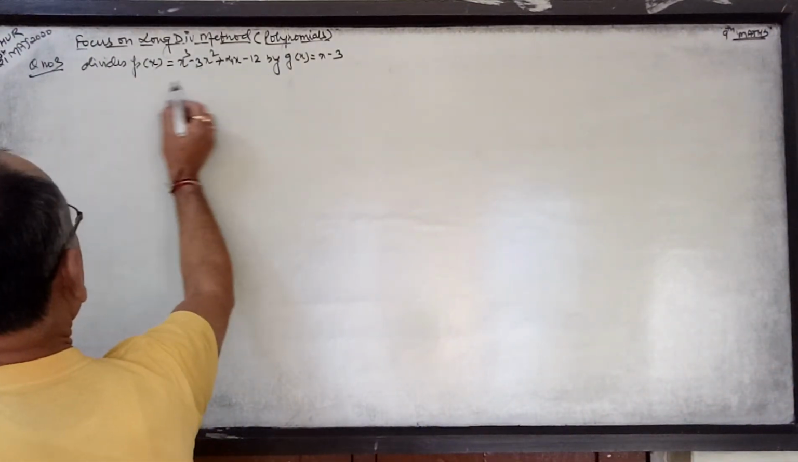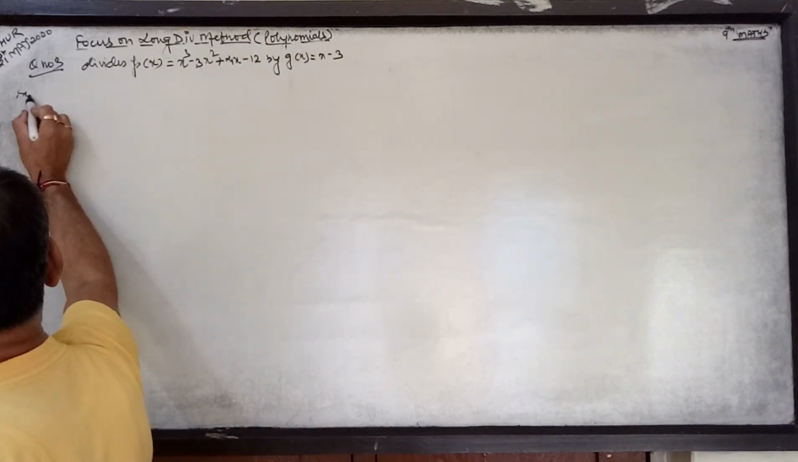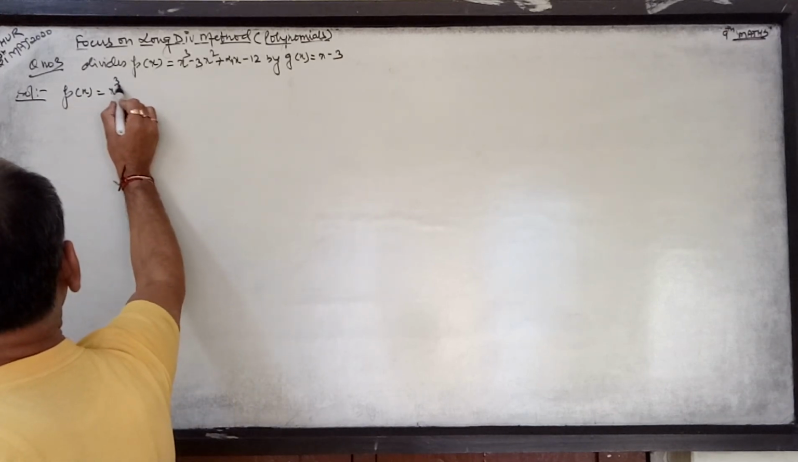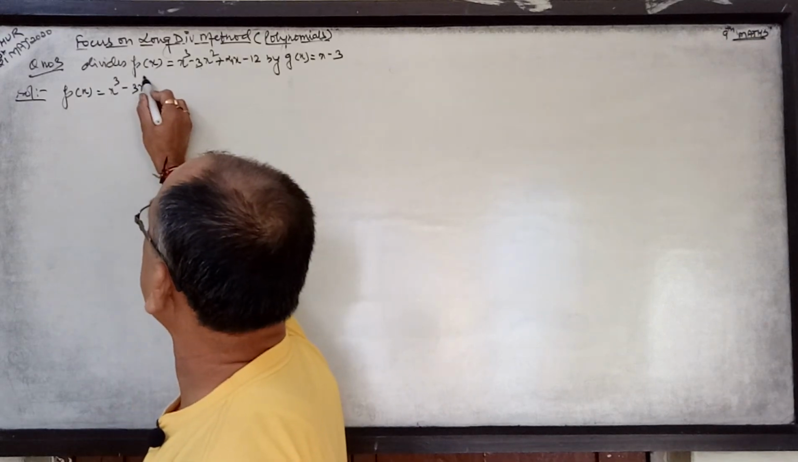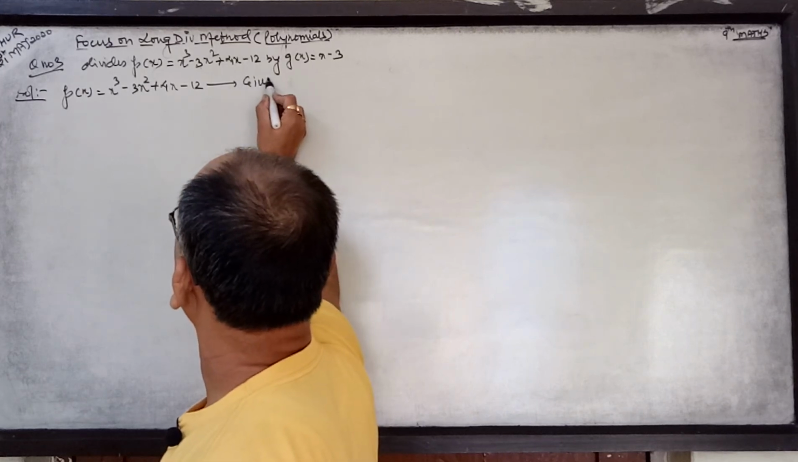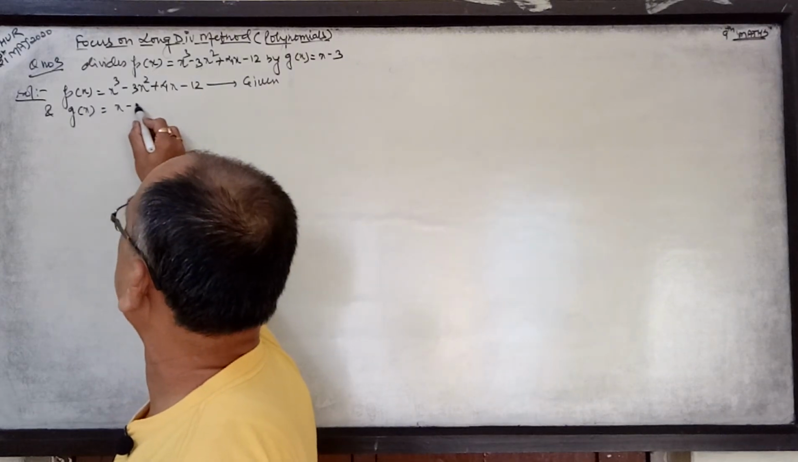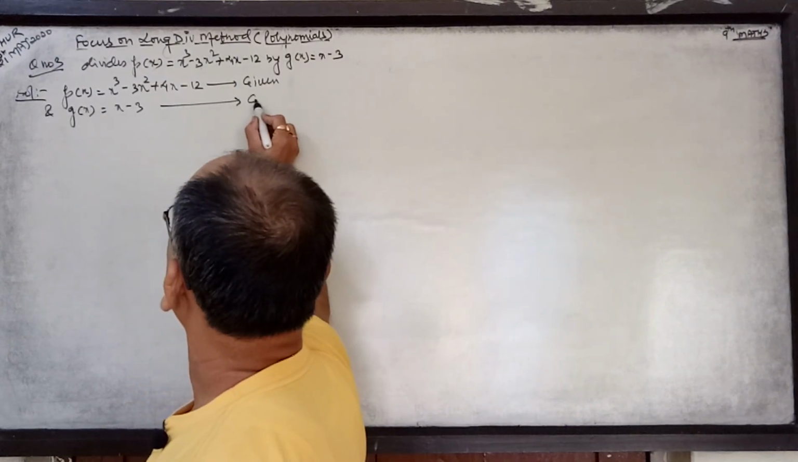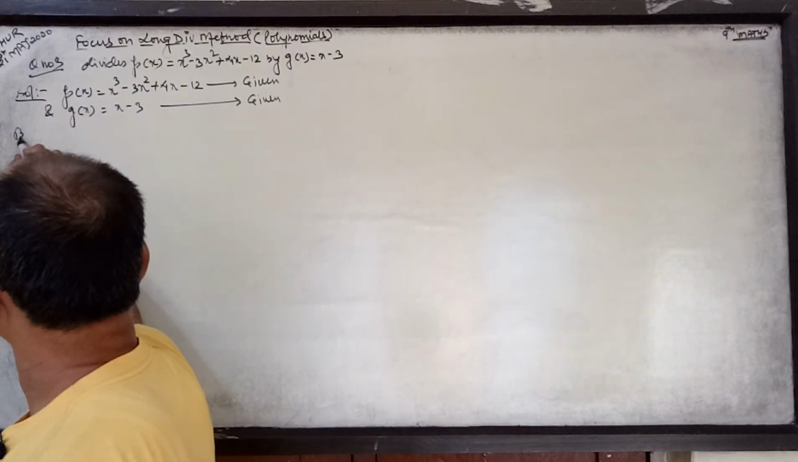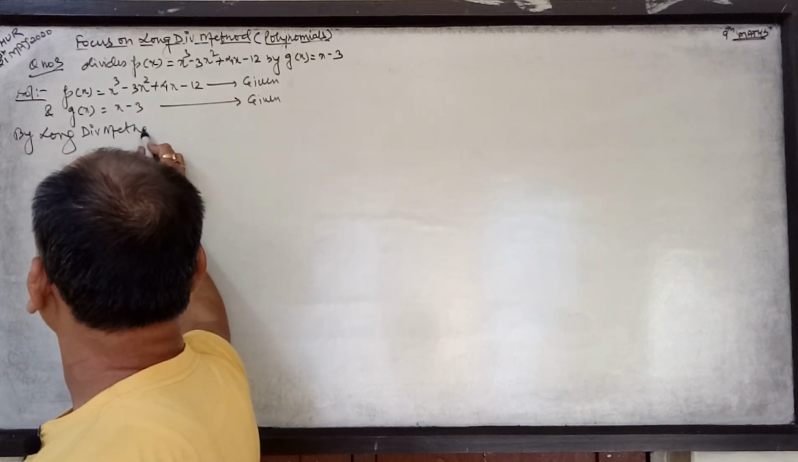One more question. Again, I am telling you by this long division method. So in the solution, you see, the polynomial px is equal to x cube minus 3x square plus 4x minus 12, which is given. And gx is equal to x minus 3, which is given. So by the long division method we have to solve.